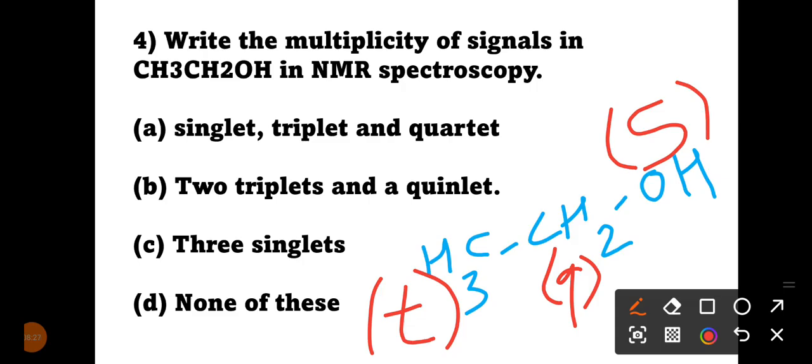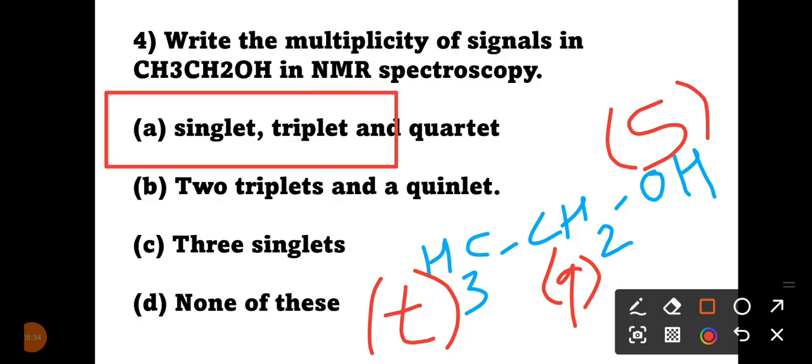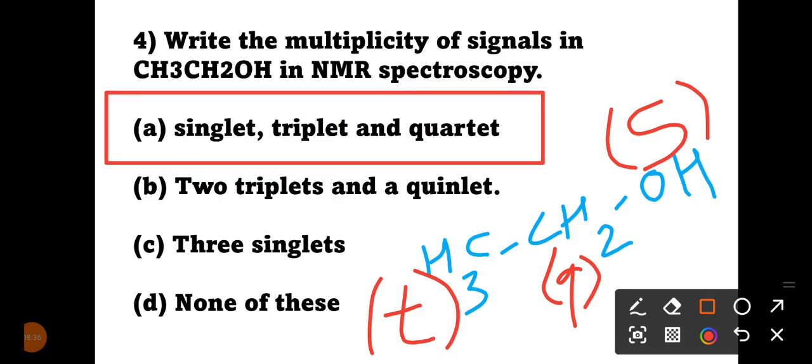So what is the answer here? Triplet, quartet and singlet. So option A only, right? Option A is singlet, triplet and quartet. So that is your answer, right?